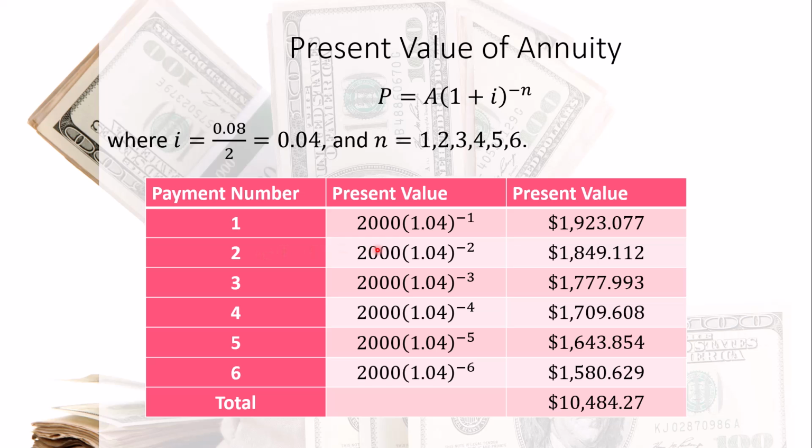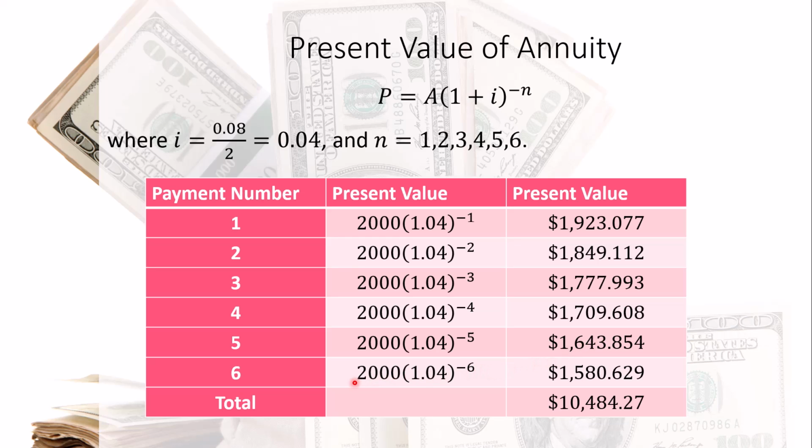Okay, the second payment will occur a year from now. And how much do you need to deposit now to make sure you have $2,000 to withdraw in 1 year? There it is right there, $1,849.112. And we continue on. Our third payment, a year and a half from now, to make sure that happens, we would need to deposit $1,777 now. If you wanted to withdraw $2,000 in 2.5 years, $1,643.